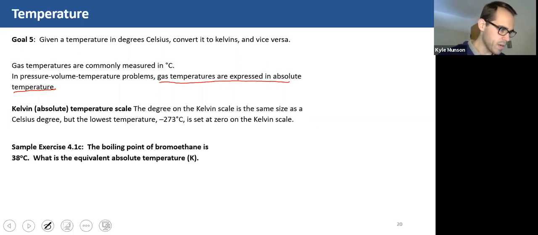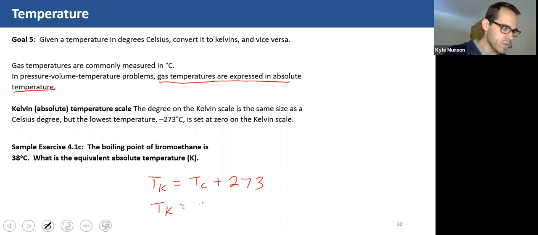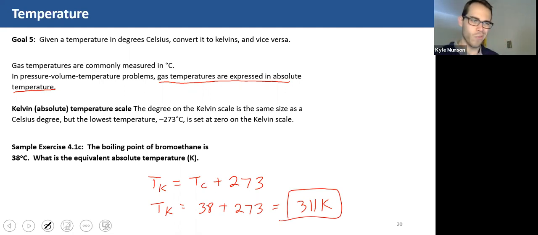So do we have an example here? Yes. The boiling point of bromomethane is 38 degrees Celsius. What is the equivalent absolute temperature? Well, remember the temperature in Kelvin is equal to temperature Celsius plus 273. So the temperature in Kelvin is equal to 38 plus 273 in this case, which is 311 Kelvin. Okay, so again, not that the example problem was particularly challenging here, it's just the fact that we need to be able to convert all temperature readings from Celsius to Kelvin in this chapter.